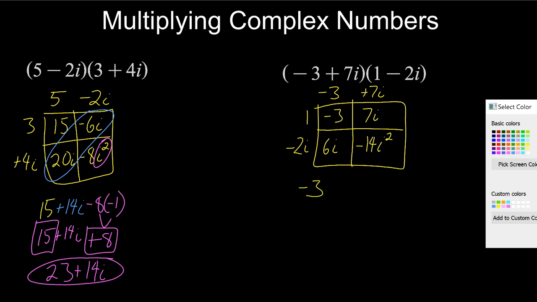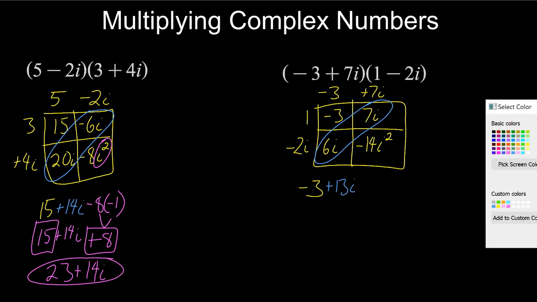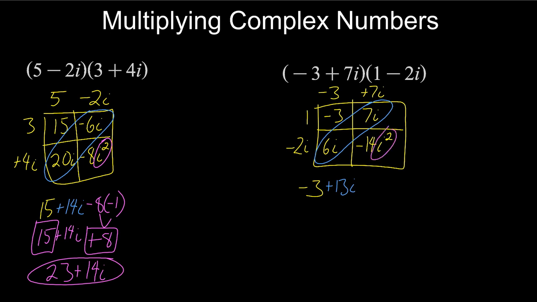Then I look at my diagonal. Negative 6i and 7i, that's 13i. I'm going to do the same thing I did before with that i squared. i squared is negative 1, so that's minus 14 times negative 1. Negative 14 times negative 1 makes it positive, so it becomes plus 14, and everything else comes down, negative 3 plus 13i. I'm going to combine these like terms here. Negative 3 plus 14 becomes 11 plus 13i.